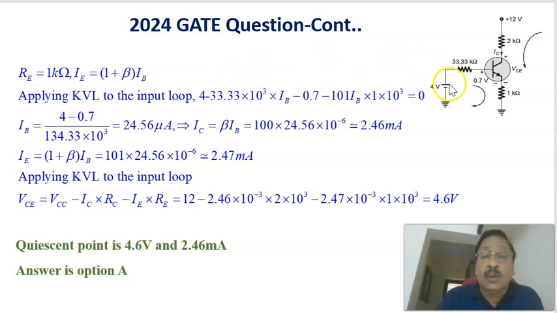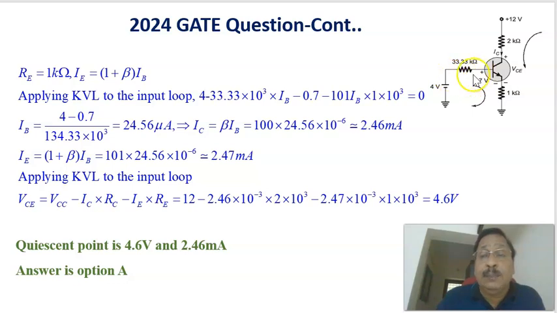Now continuing the same problem. Here we have found out what VTH is and what RTH is. And here, the emitter resistance RE is given as 1 kilo ohm.